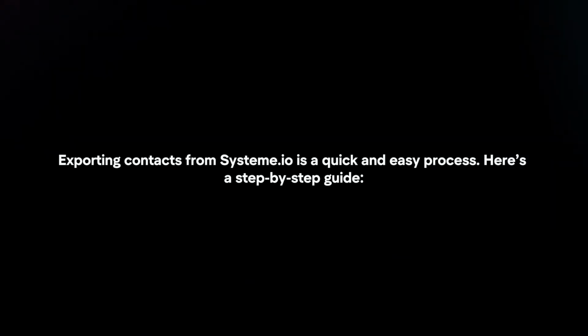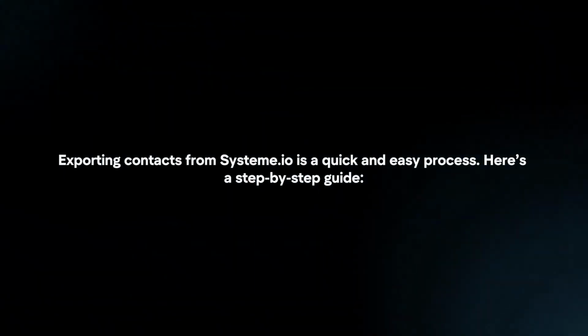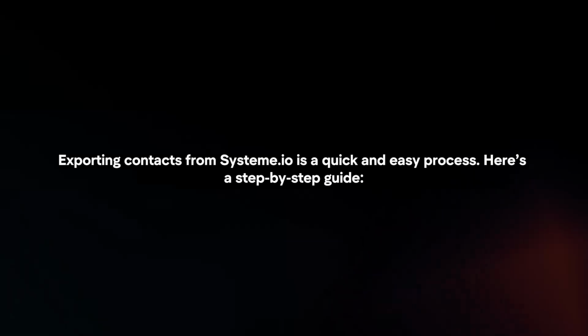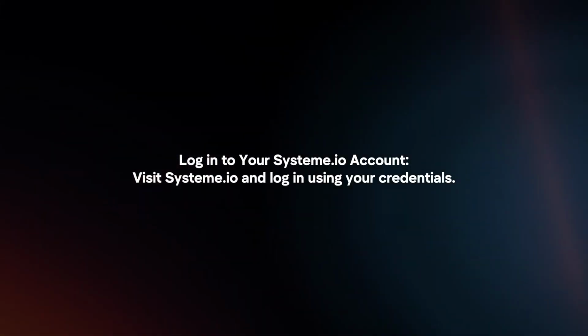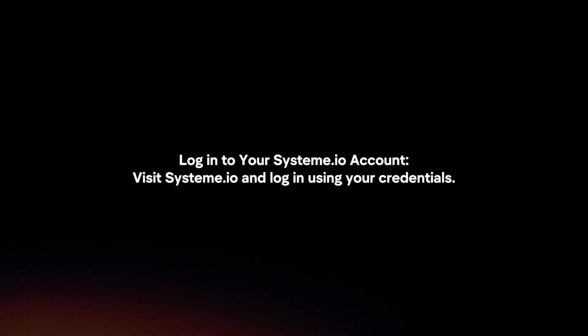Exporting context from System.io is a quick and easy process. Here's a step-by-step guide. Log into your System.io account. Visit System.io and log in using your credentials.